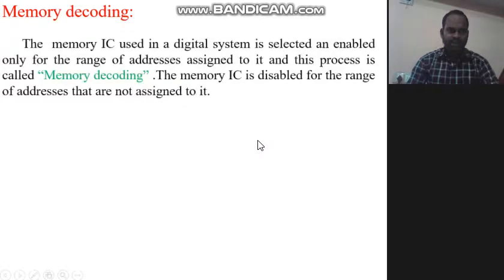Memory decoding is nothing but the memory IC used in a digital circuit being selected and enabled only for a range of addresses assigned to it, and this process is called memory decoding. The memory IC is disabled for the range of addresses that are not assigned to it. So it is enabled only for assigned addresses, and not enabled for the addresses not assigned to this memory. That is memory decoding.